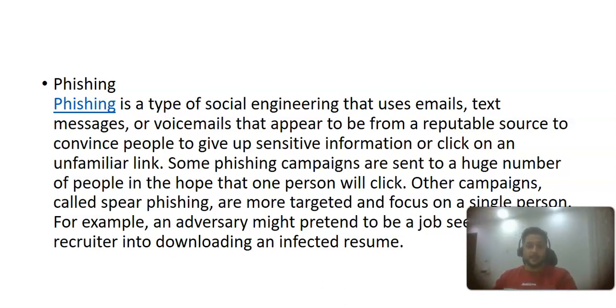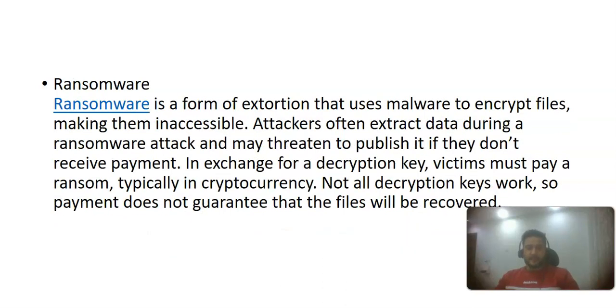Some phishing campaigns are sent to a huge number of people in the hope that even one person will click. And if one person clicks, they can gain access to all of your resources. Other campaigns, also called spear phishing, are more targeted and focus on a single person. For example, an adversary might pretend to be a job seeker to trick a recruiter into downloading an infected resume, or they might target your board of directors, CEOs, and VIPs, so that they get more exposure to all the important data.